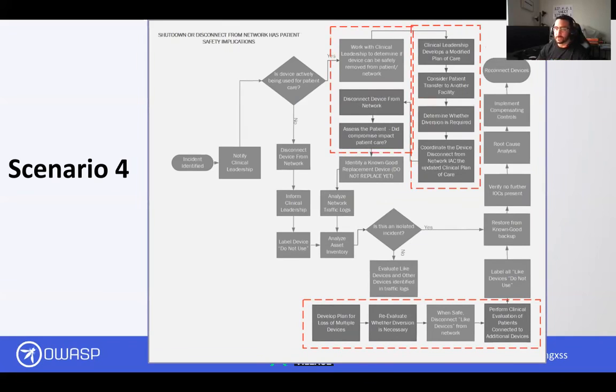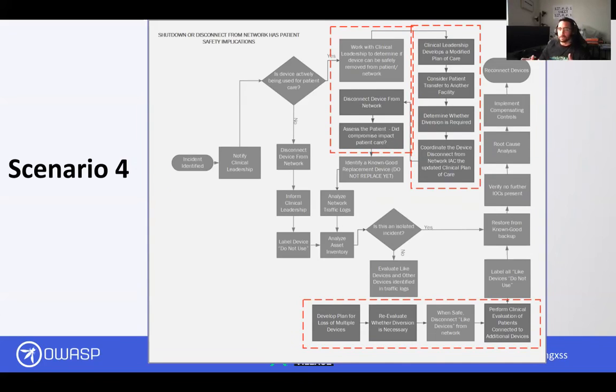Shut down or disconnect from the patient, with safety implications. So the medical device is providing clinically necessary functions, and the device is required to be online to perform its function. An example of this could be a CT machine.